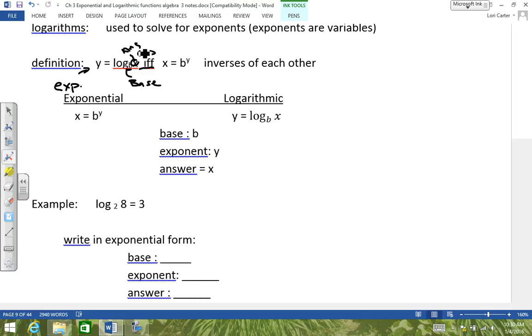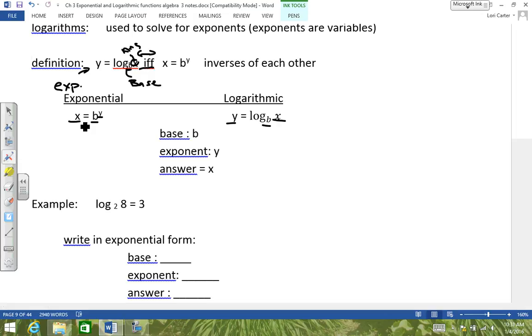So the first thing we're going to do is learn how to write them. So when you look here, I have b is the base, y is the exponent, x is the answer. So when you rewrite this in log form, it's log base b, equals, it's always the exponent because that's what it's finding, and x is the answer. So log base b of x equals y is how you rewrite them.